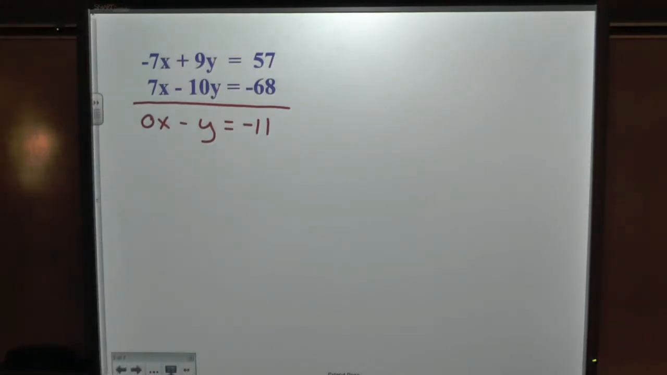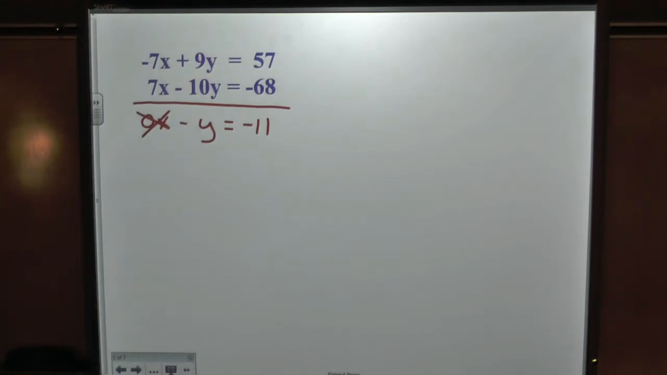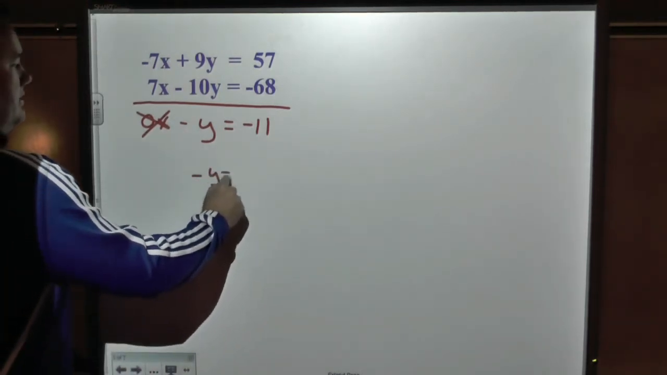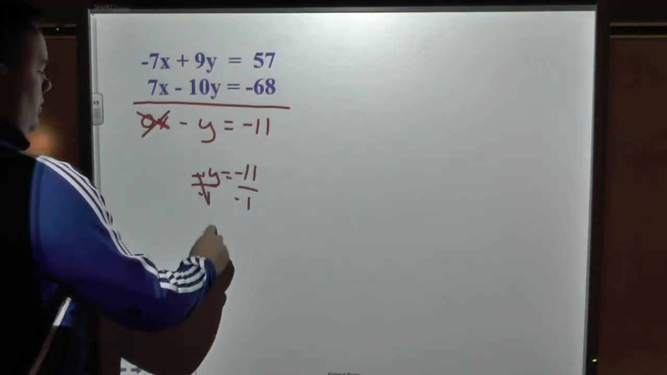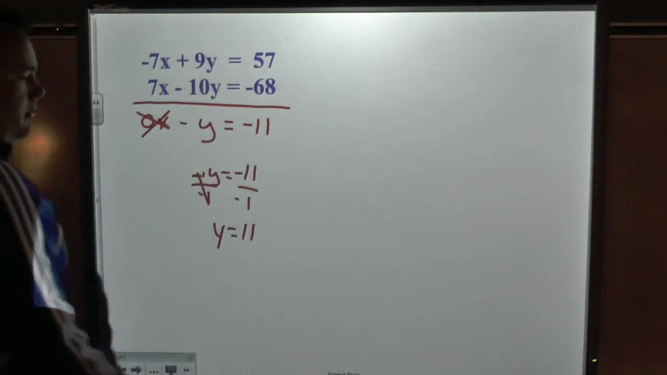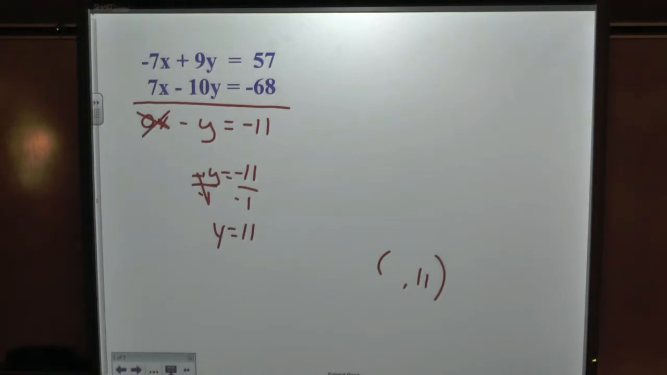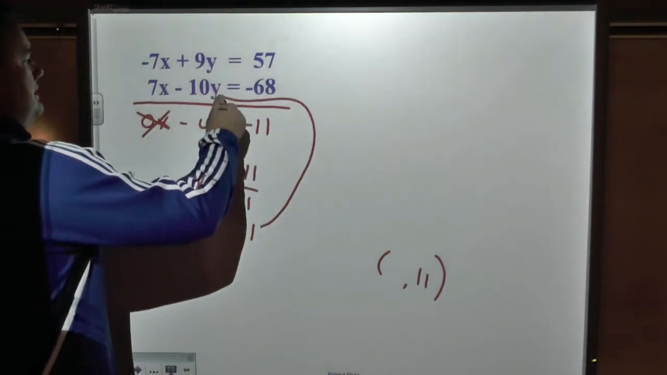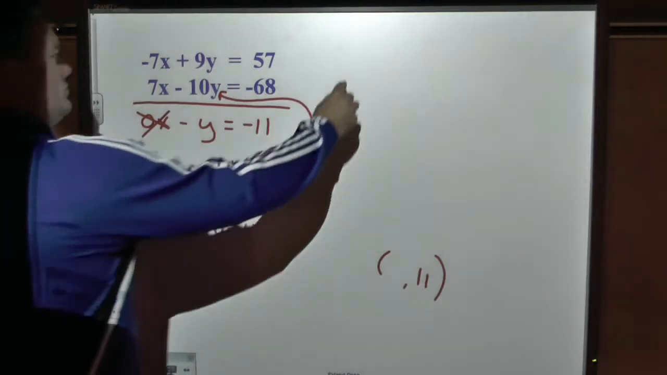Right. From there, you look. 0 times x is 0, it's gone. But we still have this negative y is equal to negative 11. That's like a negative 1, so we have to divide both sides by negative 1 to get y is equal to 11. We now have y, we still need to find x. So at this point, you got to pick whichever equation you want to plug this into. I'm going to plug this one into the second equation. You could use the first equation, you'll still get the same answer. But I'm going to use the second one.